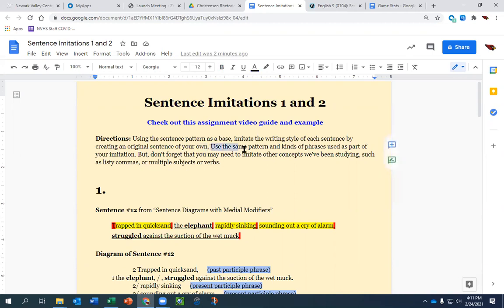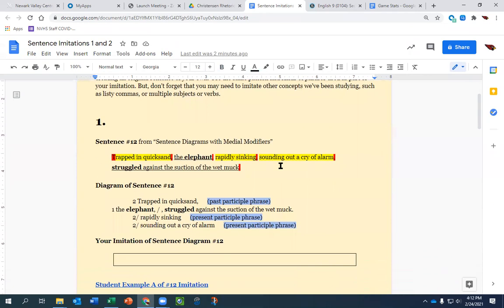So you need to use the same pattern and the kinds of phrases as part of your imitation. And that may include things like imitating listy comma uses or multiple subjects or verbs. So all these words, they don't do a whole lot unless you can see an example. So that's what I thought I would offer you today.